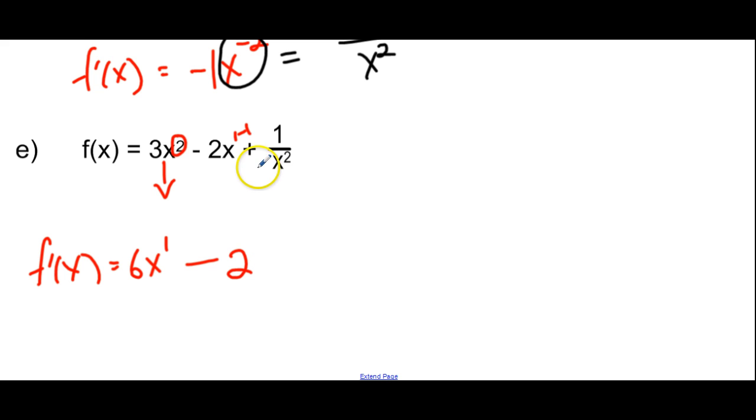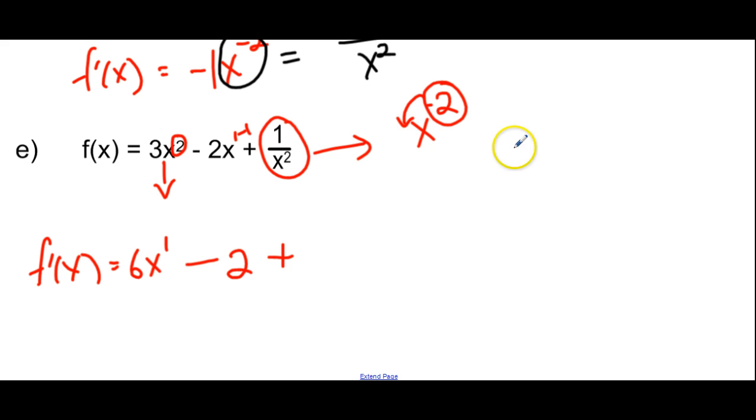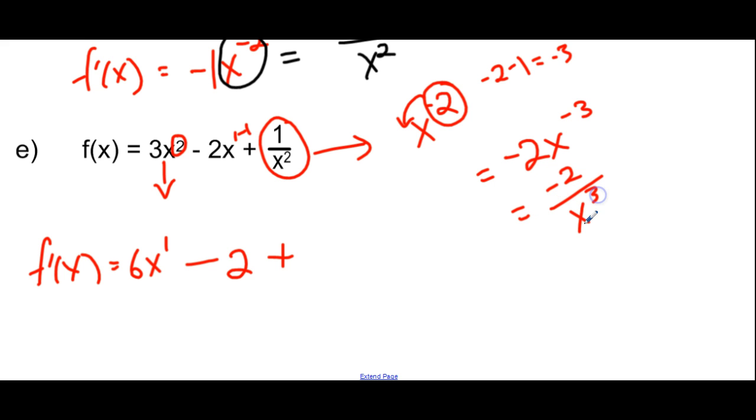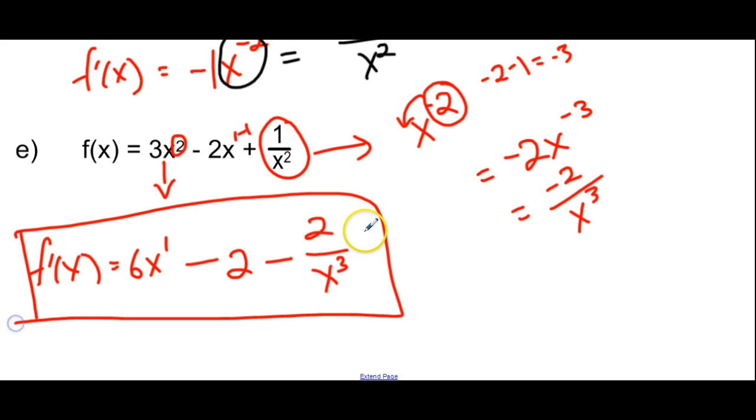And then the last one, we have plus, this is actually x to the negative 2, right? So we take this negative 2, we multiply it to the 1 in front, so it's negative 2x. Negative 2 minus 1 is negative 3, so this is x to the negative 3. But we know that we can't have negative exponents, so this is negative 2 all over x to the third. So if we write this into our equation, this right here is our derivative of that. Alright?